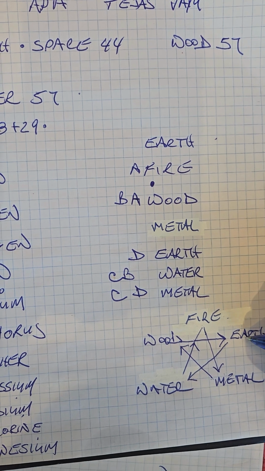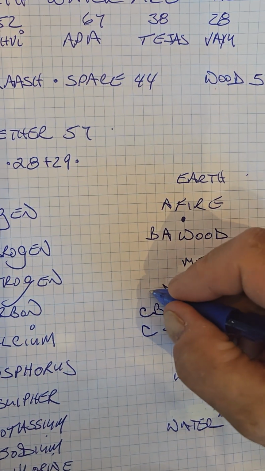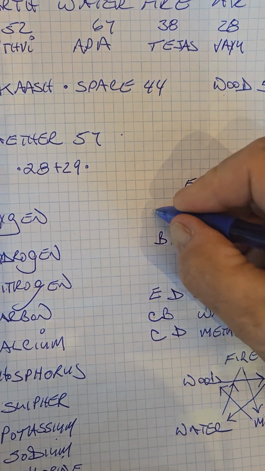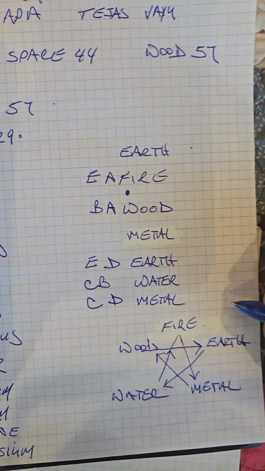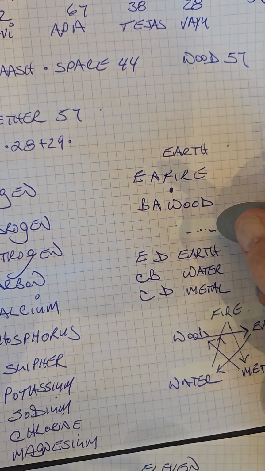So now we're going to take earth and go down into water and up to fire. So now we have earth and fire. E, E. And I'll just take away the metal over here.